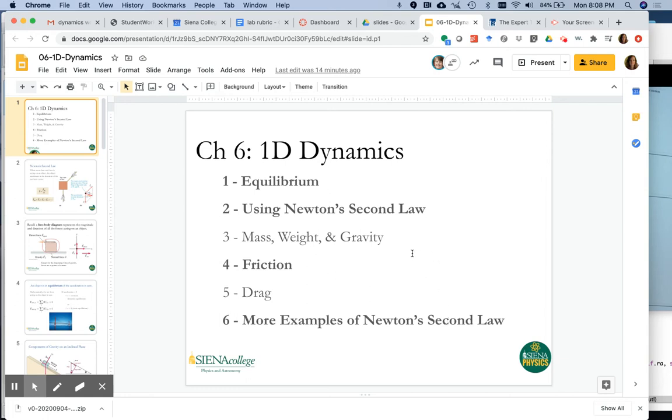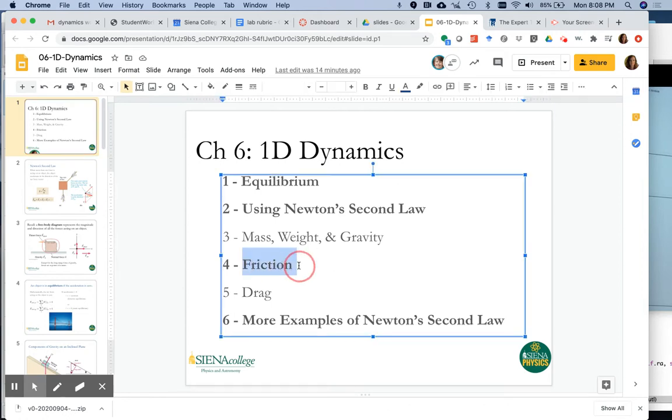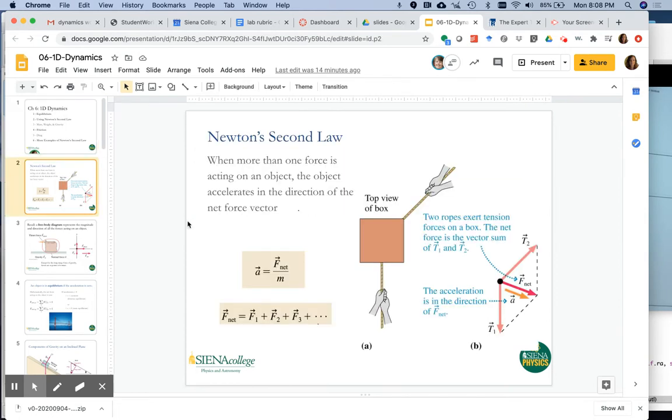Hello, I'm going to give you a quick overview of Chapter 6, kind of a lecture without being in class. Okay, so we're going to cover these topics: equilibrium, which we talked a little bit about last time, and how we use Newton's second law for an object that's accelerating or at a constant velocity. We'll talk about the nature of the friction force, and then some more examples of work on in class.